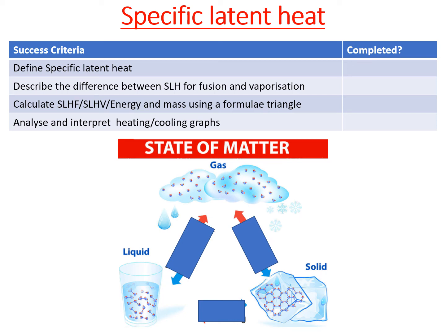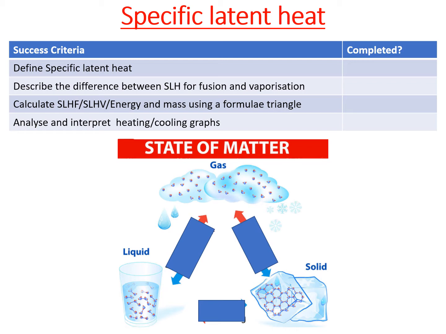So year 9, as part of revising all your physics content from this year, we're going to go over the topic on specific latent heat. Now, in terms of your success criteria, we're hoping for you to define what the term specific latent heat means, describe the difference between specific latent heat, which is SLH, for fusion and vaporization, and hopefully you should be able to calculate specific latent heat for fusion and vaporization with energy and mass using a formula triangle. And lastly, you should be able to analyze and interpret heating and cooling graphs.